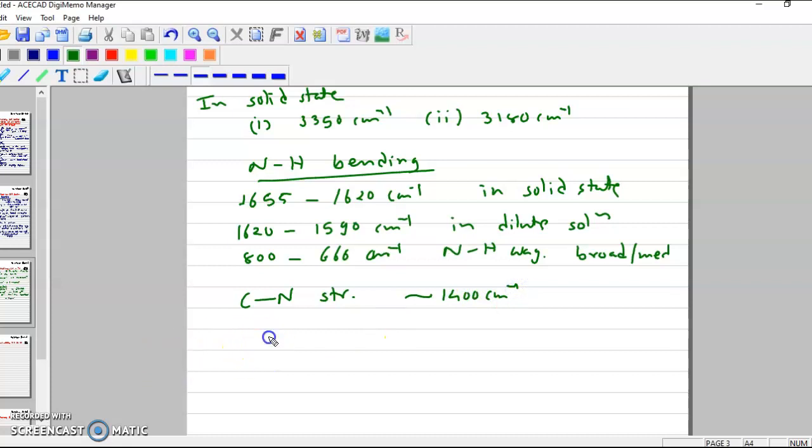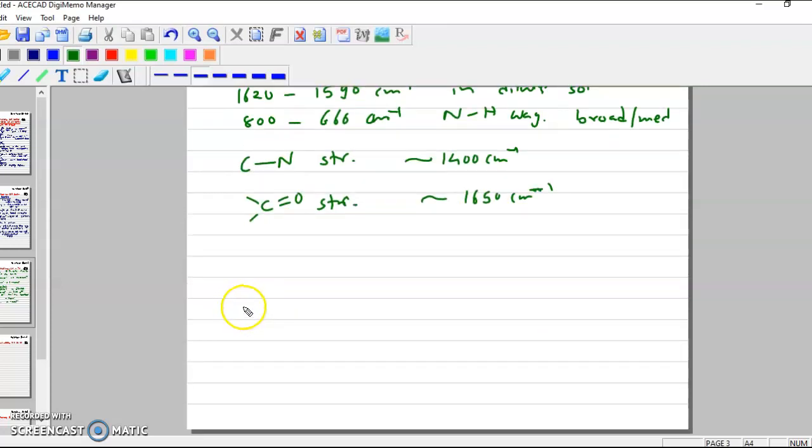And as C double bond O group is also present in amide, C double bond O stretching is also observed at nearly 1650 centimeter inverse here because of C double bond O. Okay. Now there is another group called nitrile. That is C triple bond N.